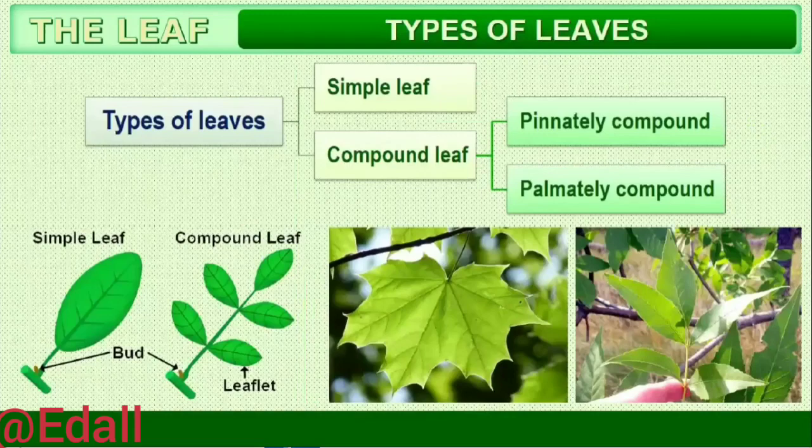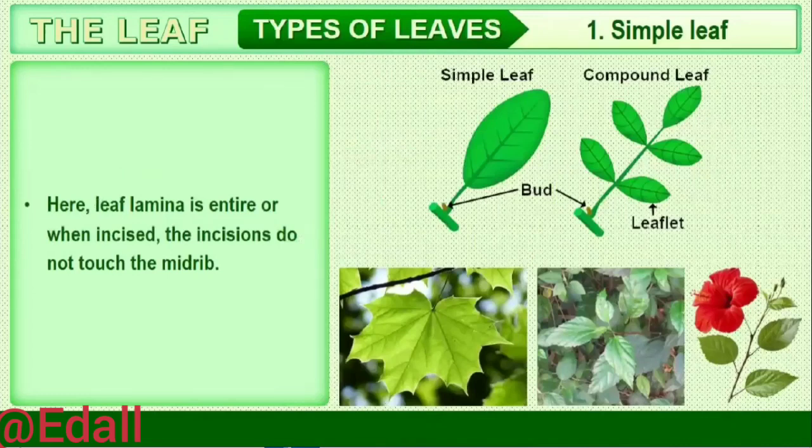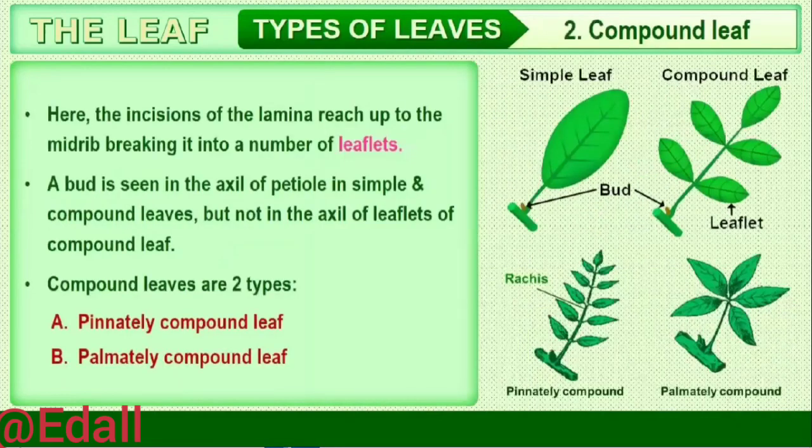5.3.2 Types of leaves. A leaf is said to be simple when its lamina is entire or when incised, the incisions do not touch the midrib. When the incisions of the lamina reach up to the midrib, breaking it into a number of leaflets, the leaf is called compound. A bud is present in the axil of petiole in both simple and compound leaves, but not in the axil of leaflets of the compound leaf.